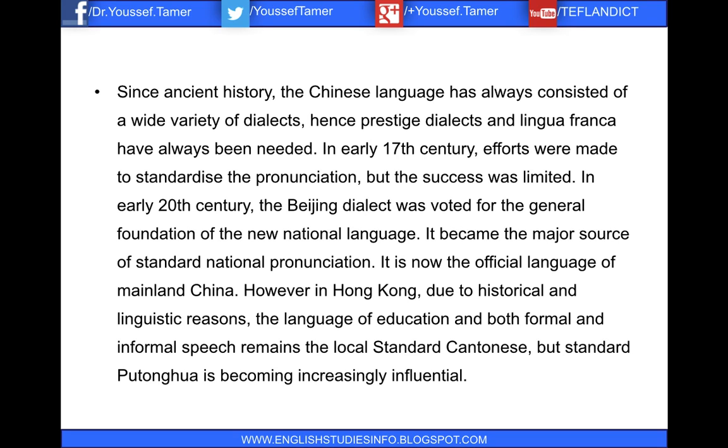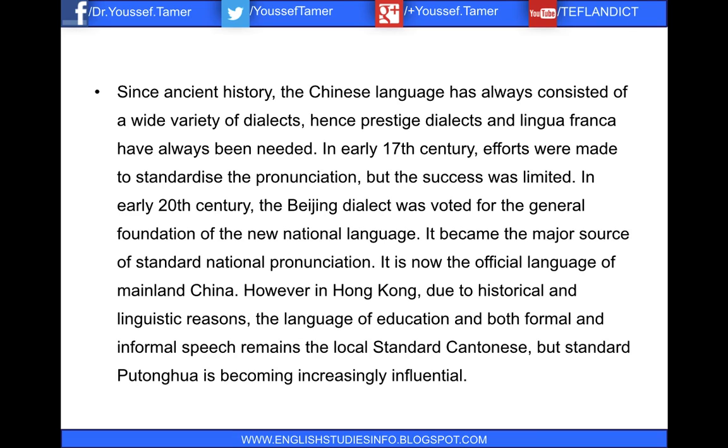What happened in the 20th century? Yes, the Beijing dialect. What happened to the Beijing dialect? It would be much more civilized if we do it this way: if you have an idea, just raise your hand. It becomes a national language. Yes, it was chosen, and then it became a national language.